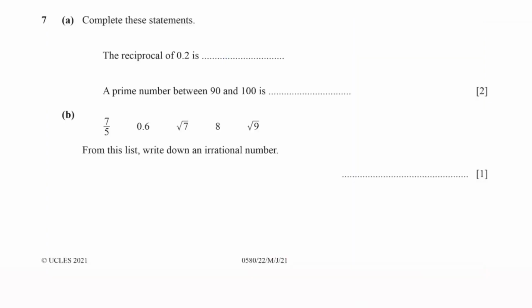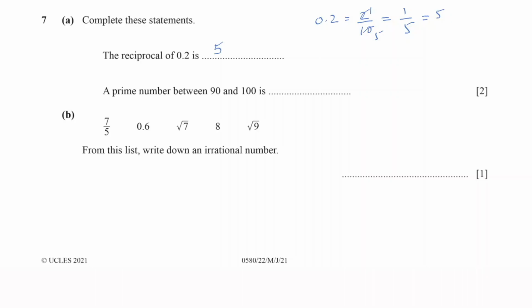Let's move on. Question number 7. Complete the statement. The reciprocal of 0.2 is what? So 0.2, as you know, can be written as 2 by 10, and 2 by 10 can be written as 1 by 5. And the reciprocal of 1 by 5 will be 5.